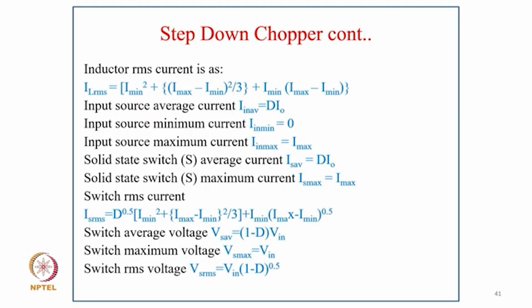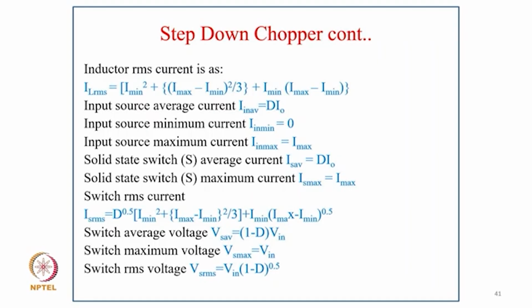The input source average current will be I in average equal to D IO, and the input source minimum current will be I in minimum, that is 0 because it starts from 0, and the input source maximum current will be I max. The solid state switch average current will again be the same, D IO, and the solid state switch maximum current will be IS max equal to I max. The solid state switch RMS current will be I S RMS equal to D to power 0.5 into the bracket I minimum square plus (I max minus I minimum) square by 3 plus I minimum into (I max minus I minimum) by 2, to power 0.5.